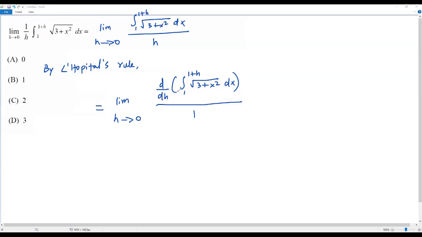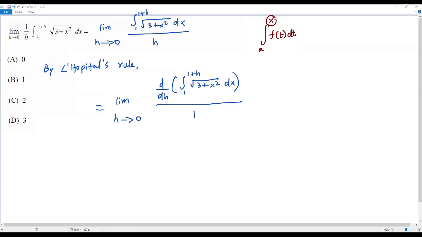For that, we have to use the Fundamental Theorem of Calculus Part 1. What is the Fundamental Theorem of Calculus Part 1? Let's consider a definite integral where the lower limit is a constant a and the upper limit is the variable x, with the function f of t dt. Now I want to take the derivative of this definite integral with respect to x. Why can we find the derivative of this definite integral with respect to x? Because in this definite integral, the lower limit is a constant and the upper limit is the variable x.